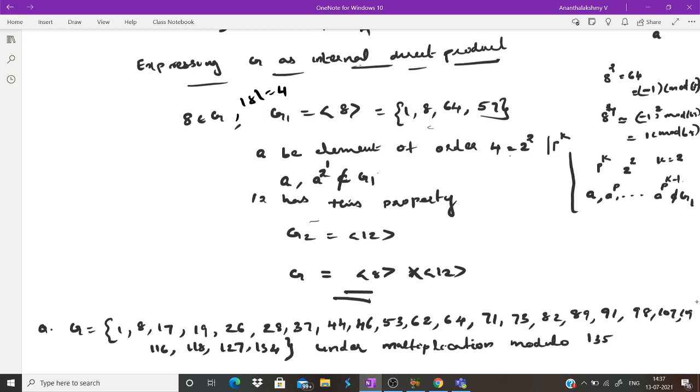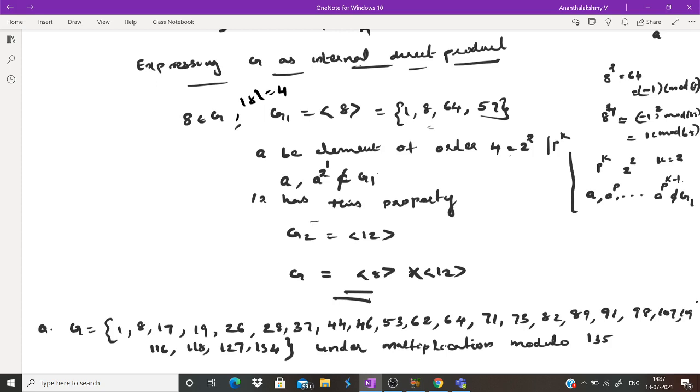Now, take another element of maximum order. So here it is also 4 because there are 12 elements of order 4. Let's take an element, just A. We are taking an element A of order 4.